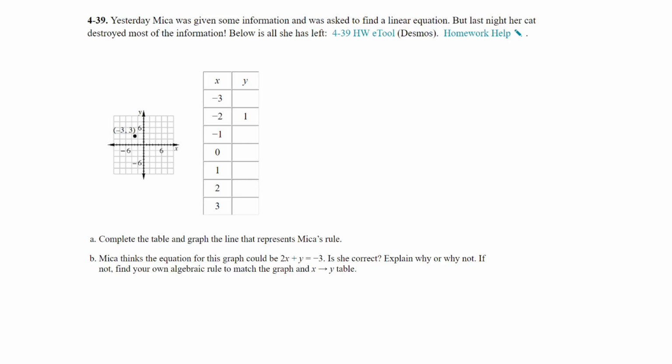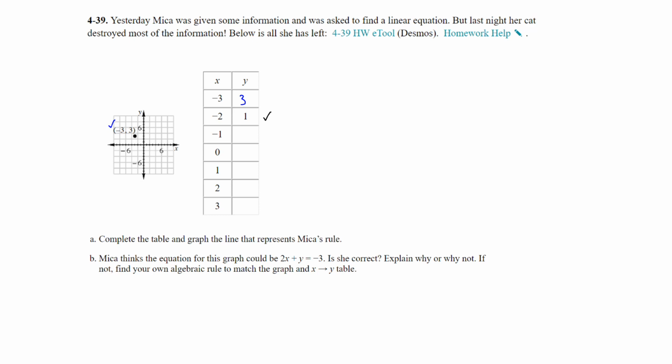Question 39. Yesterday, Micah was given some information and was asked to find a linear equation. But last night, her cat destroyed most of the information. Below is all she has left. Complete the table and graph the line that represents Micah's rule. So it looks like we're given a single point from the table, and then it looks like we also have another point from the graph. So we could fill out that, which would be negative 3, 3.